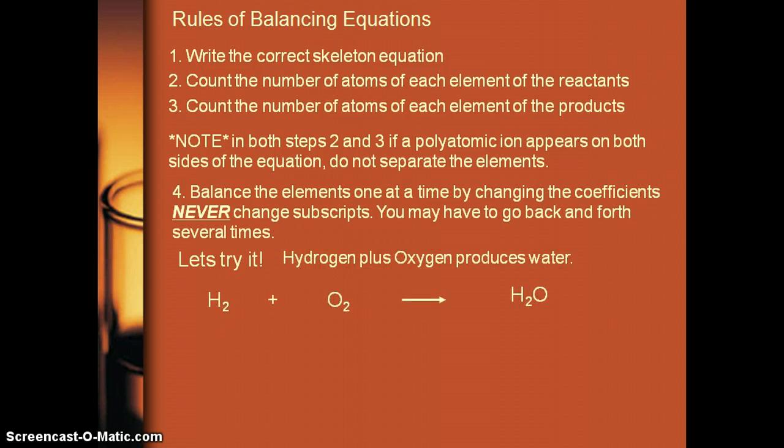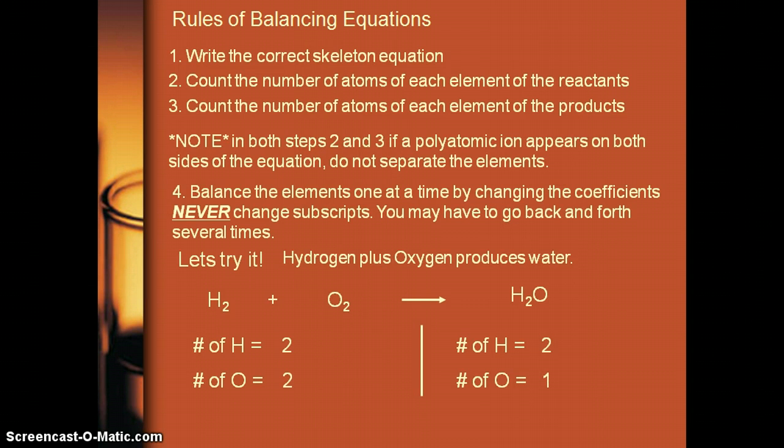Okay, so we have hydrogen plus oxygen produces water. So the first step, of course, is that we wrote the correct skeleton equation. We have the correct elements on both sides. So then you can draw a line to separate your reactants from your products and total up your atoms. We have 2 hydrogens on this side, and we have 2 oxygens on this side as well. Okay, and on the product side, we have 2 hydrogens and we have 1 oxygen.